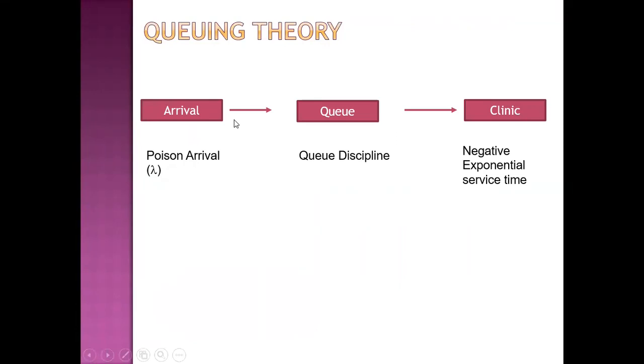We can use queuing theory for better management of overcrowding. Queuing theory involves an arrival process, which is usually a Poisson distribution. Then there is a queue discipline, and there is a server. Here the server is clinic, and the service time is usually negative exponential distribution.